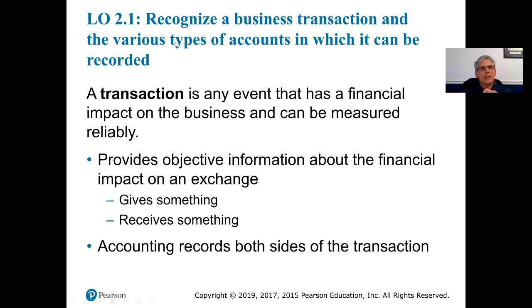Okay, so learning objective number 1, recognize a business transaction and the various types of accounts in which it can be recorded. A transaction is any event that has a financial impact on the business and can be measured reliably. It provides the objective information about the financial impact on an exchange. So one gives something up and then one also receives something. Every transaction has something that is given up and then something is being received.